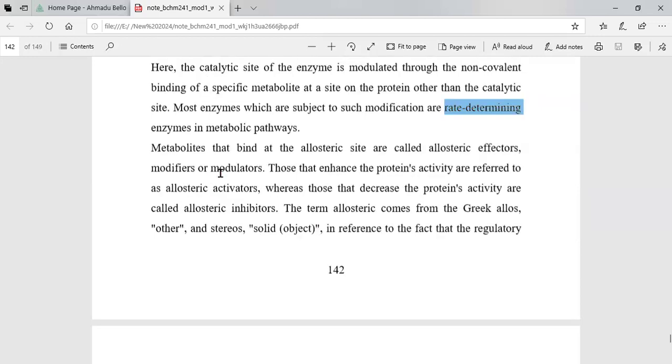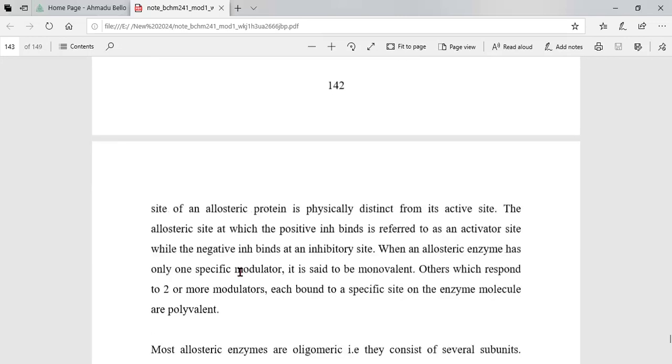So metabolites that bind to the allosteric site are called allosteric effectors, modifiers, or modulators. Those that enhance the protein activities are referred to as allosteric activators, whereas those that decrease the protein activities are called allosteric inhibitors. The term allosteric comes from the Greek words allos and stereos, which mean other solid, in reference to the fact that the regulatory site of an allosteric protein is physically distinct from its active site. We have already explained that.